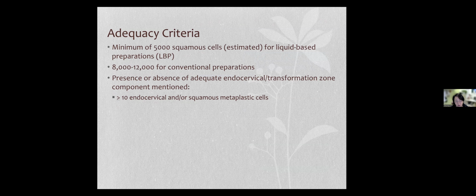From here on, I'm going to use the current Bethesda system to talk about squamous lesions. The adequacy criteria is a minimum of 5,000 squamous cells for liquid-based preparation and 8,000 to 12,000 for conventional preparation. I don't know whether in your country you currently use liquid-based or conventional, but that's the guideline. And 10 endocervical and/or squamous metaplastic cells is a quality check.